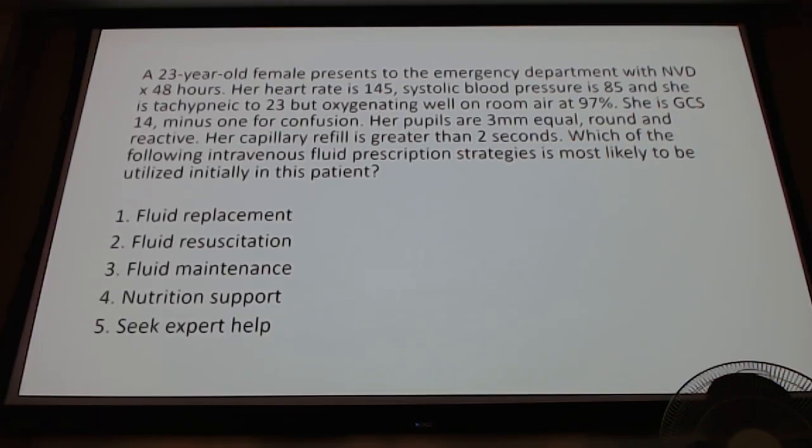Where would this fall? Decreased or severely decreased blood pressure? Well, what is a normal blood pressure? 120 over 80. So for a 23-year-old, you think a systolic blood pressure of 85, I think that's severely decreased. It just says she's class 3, though.